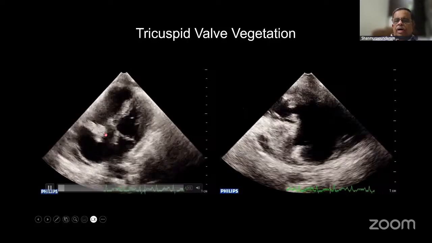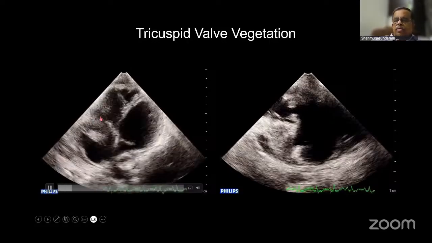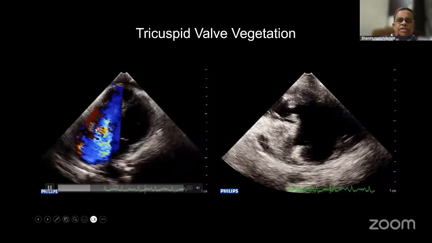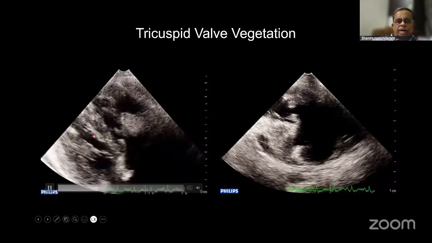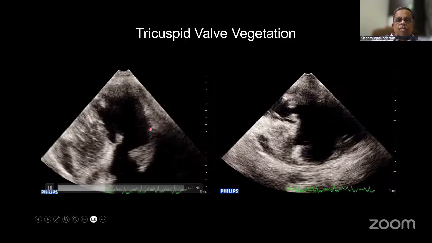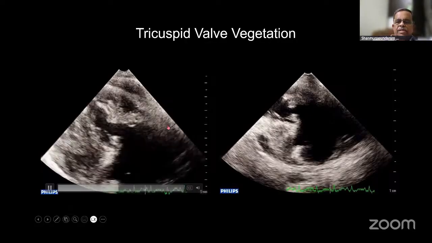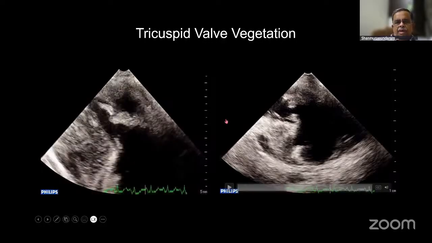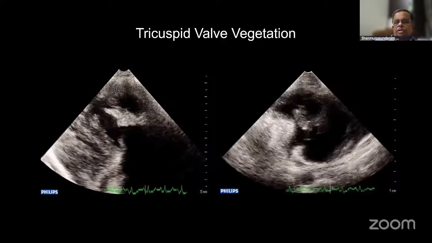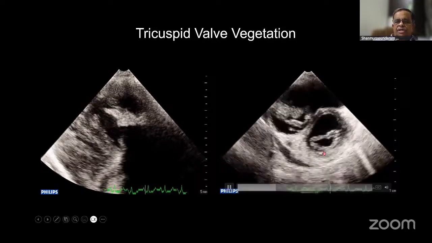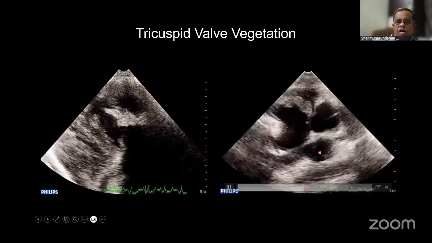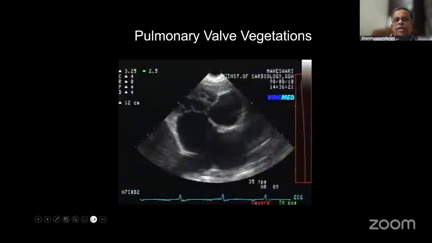Right-sided infective endocarditis. Whenever right-sided infective endocarditis occurs, sparing the left-sided valves, consider IV drug abuse, because the common site of infective endocarditis in IV drug abuse is the tricuspid valve and the pulmonary valve. You can just look at the flail anterior leaflet with the large vegetation going to and fro from RA to RV in different phases of the cardiac cycle.